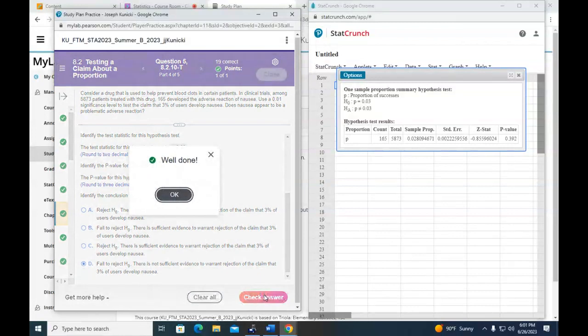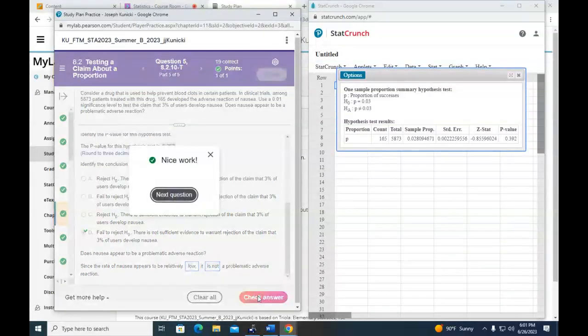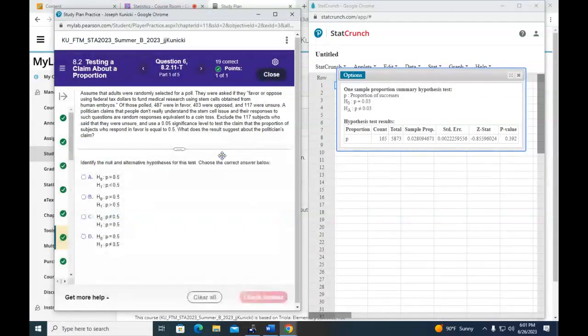So you always fail to reject the null. You never really say you're supporting it by failing to reject it. You just say there's not enough evidence to reject it. Does nausea appear to be a problematic adverse reaction? Since the rate of nausea appears to be relatively low, it is not problematic. Not a big problem.